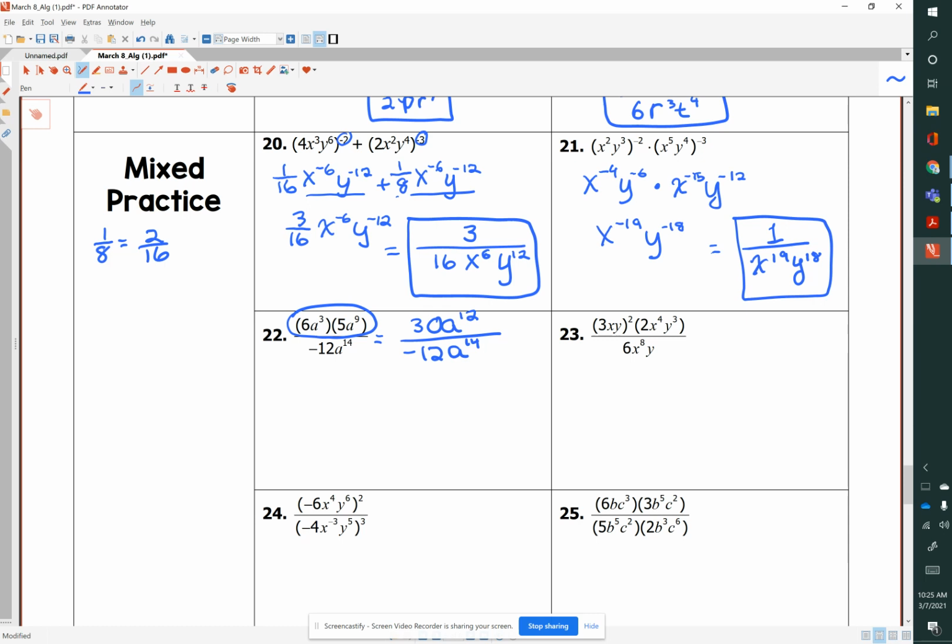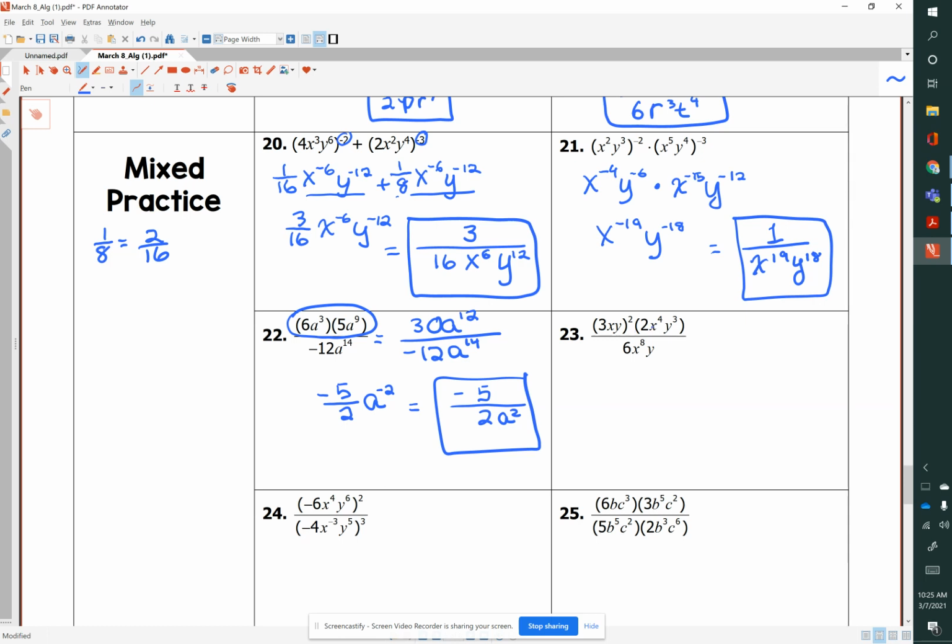Okay, so first of all, negative 30 divided by negative 12. We can reduce that. Both of those are divisible by 6, so that would give us negative 5 over 2. And then we have the a, which is 12 minus 14, so that'll give us a to the negative 2 power. Now we use the negative exponent rules. We still have that negative 5 in the numerator, but our denominator has 2a with a positive 2 exponent.